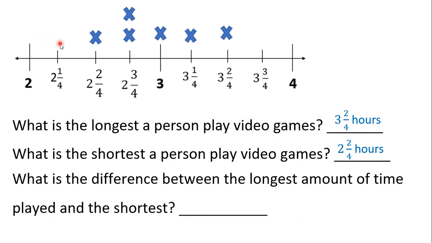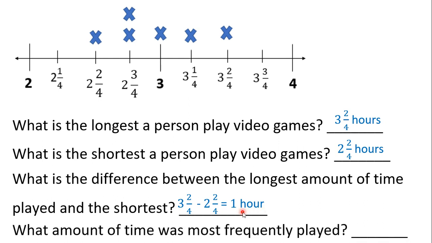Now let's find the difference between the longest amount of time played and the shortest. The difference means subtraction. So we're going to be subtracting the longest someone played, which is 3 and 2/4 hours, minus the shortest amount of time someone played, which is 2 and 2/4 hours. 3 and 2/4 minus 2 and 2/4 is 1 hour. So the difference between the longest someone played and the shortest amount of time someone played is 1 hour.